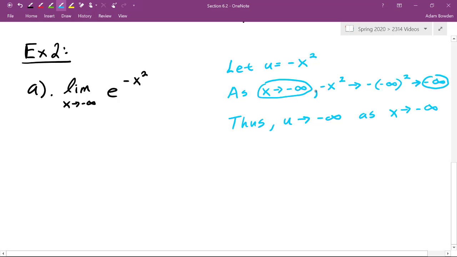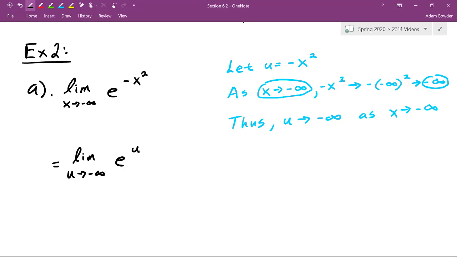Since u is the same thing as negative x squared, and we see that negative x squared is going off to negative infinity itself, how I'm going to rewrite my limit is I'm going to change this into the limit as u goes to negative infinity of e to the u. And from up above it tells us that that limit as x, or u in this case, goes to negative infinity, is going to go off to 0. So that limit would be equal to 0.